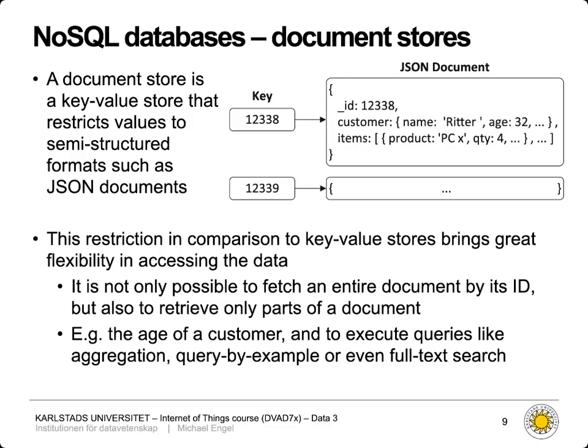For example, we can retrieve the age of a customer, and we could then execute queries like aggregate or query by example, or even do a full text search over our JSON documents because they're just encoded as ASCII documents and not in a binary format. Obviously, there's some overhead involved because we have JSON as a document format here now, but sometimes the ease of working with this makes it worthwhile.